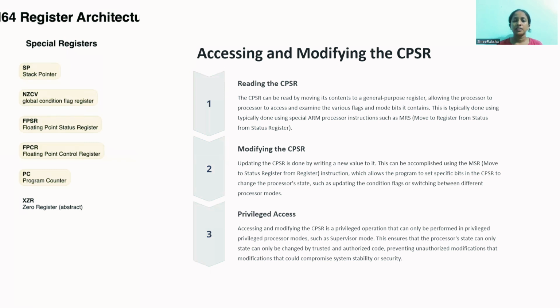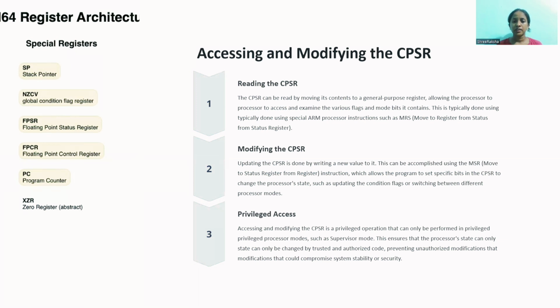The next topic is about accessing and modifying the CPSR. The first one is about reading the CPSR. The CPSR can be read by moving its contents to a general purpose register, allowing the processor to access and examine the various flags and mode bits it contains. This is typically done using a special ARM processor instruction such as MRS, move to register from status register.